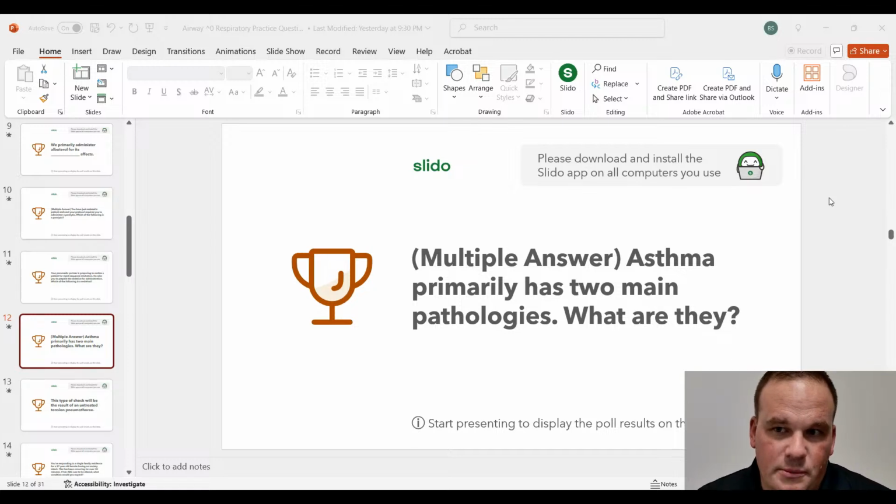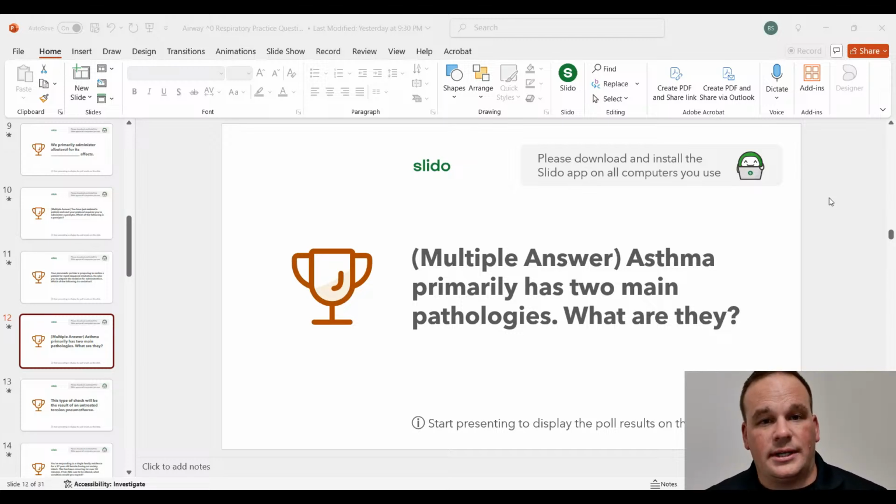It gave you a little bit more time there than it should have, because I had to back out and fix something. I think you are on the right slide now, for those actually watching and not in the Slido. So multiple answer, meaning we have more than one correct answer. Asthma primarily has two main pathologies. What are they? So asthma has bronchoconstriction and it has inflammation.